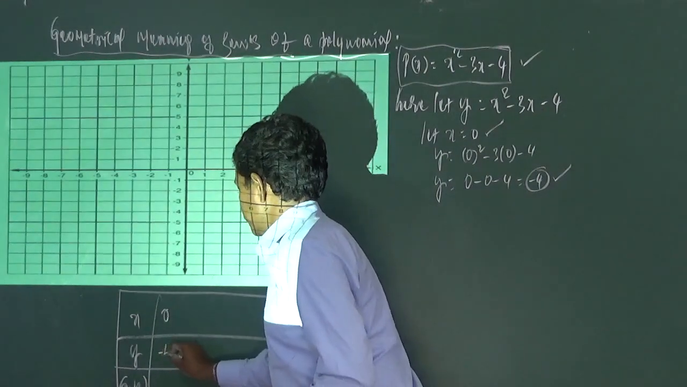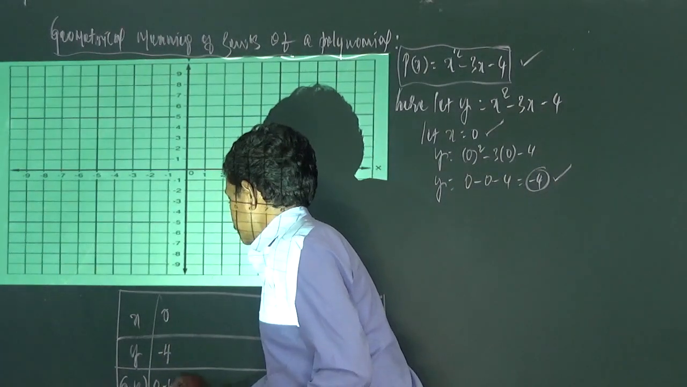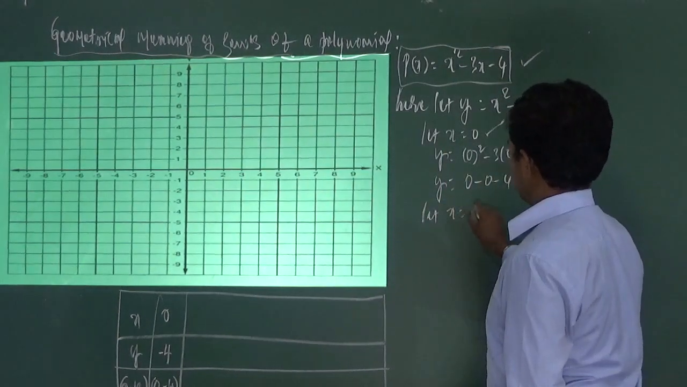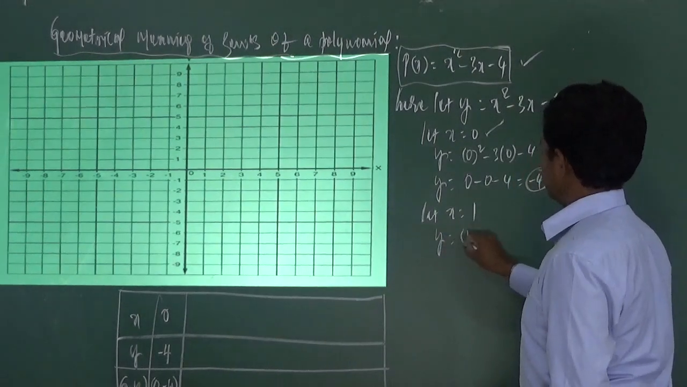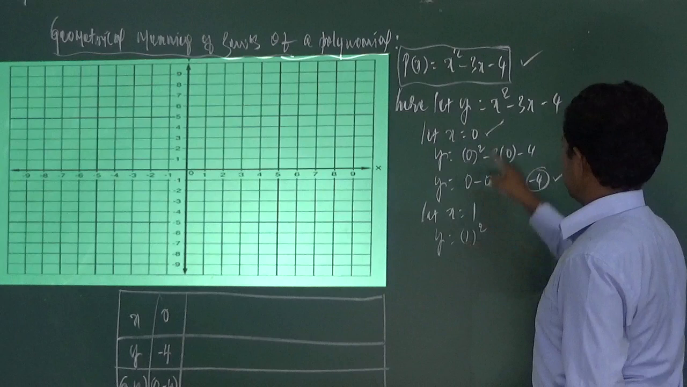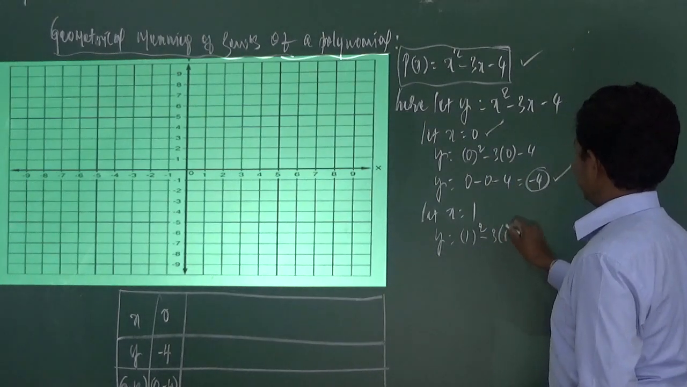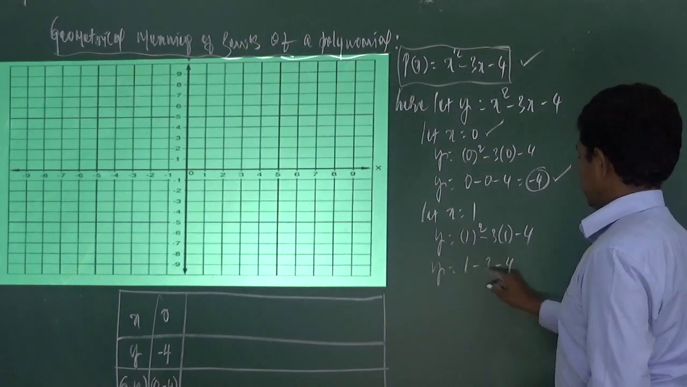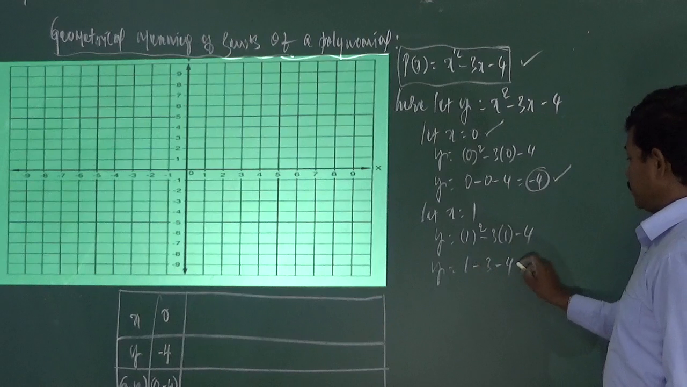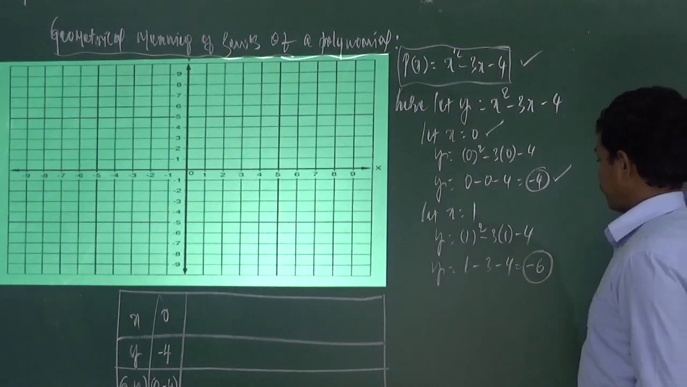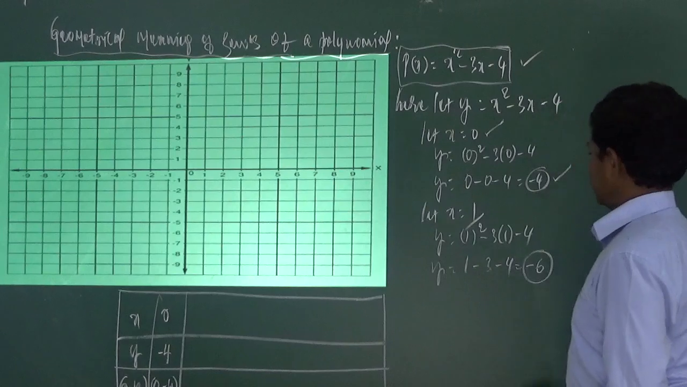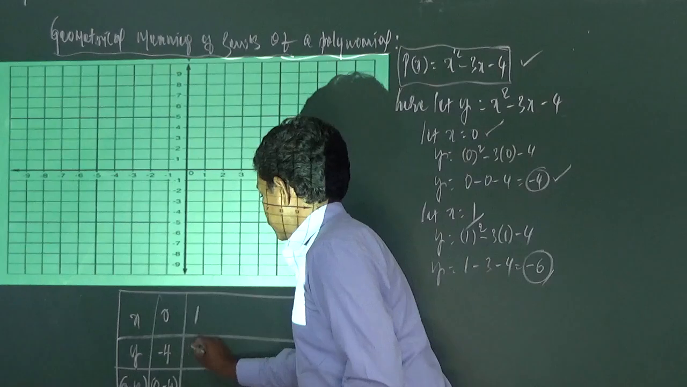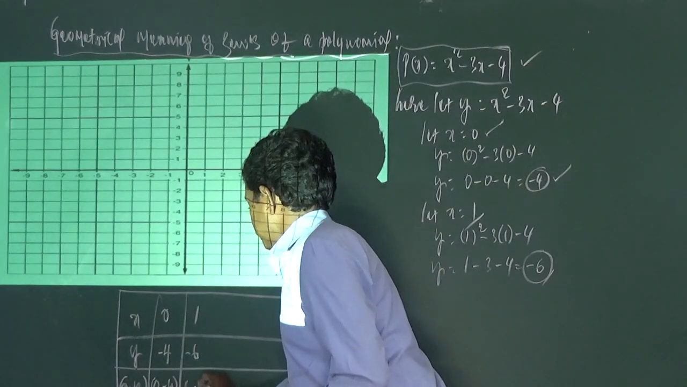So 0 comma minus 4. This is the first coordinate. Okay, so let x is equal to 1 we will give. So y is equal to 1 square, that is, in place of x I have substituted 1: 1 minus 3 into 1 minus 4. So y is equal to 1 square is 1, minus 3, minus 4. Minus 3 minus 4 is minus 7, plus 1 is minus 6. So when you give 1 as x, that is x is equal to 1, we get y is equal to minus 6. So 1 comma minus 6.